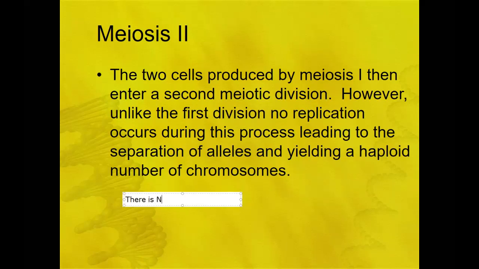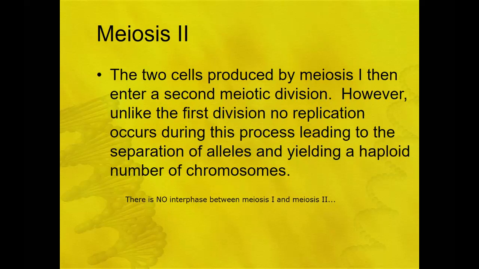There is no interphase between meiosis I and meiosis II. This is really important. So once we've done one replication in S phase, we do one division and then immediately start on another division, which is why it's called reduction division, because the number of chromosomes goes down. Okay, no interphase between meiosis I and meiosis II.